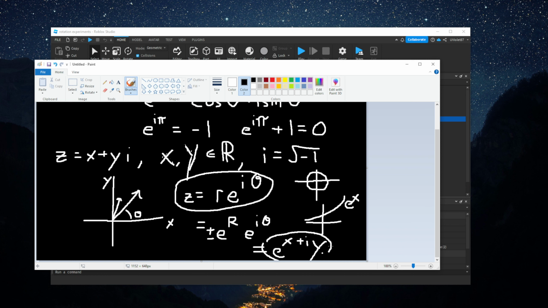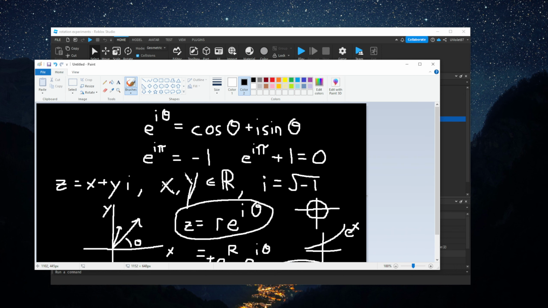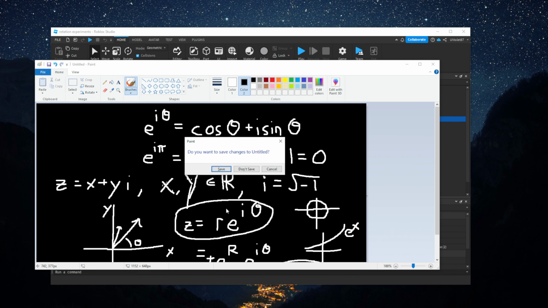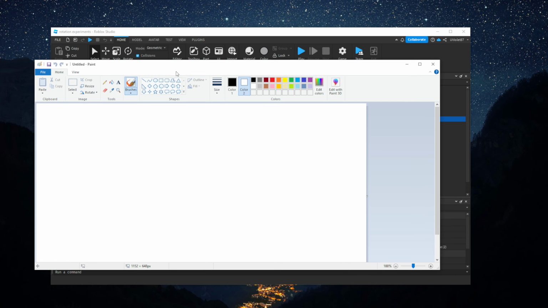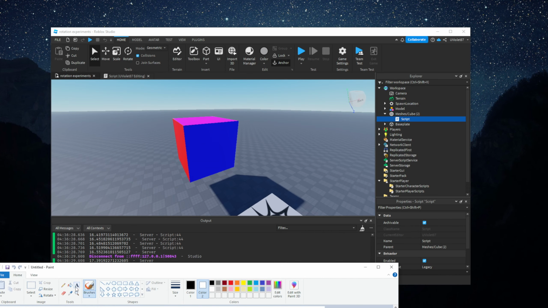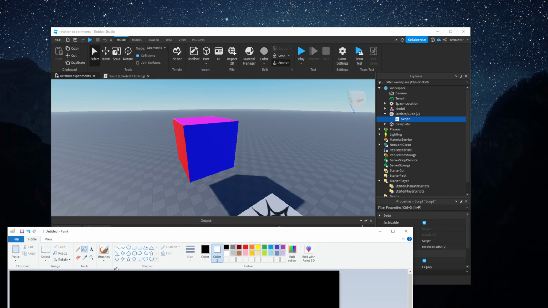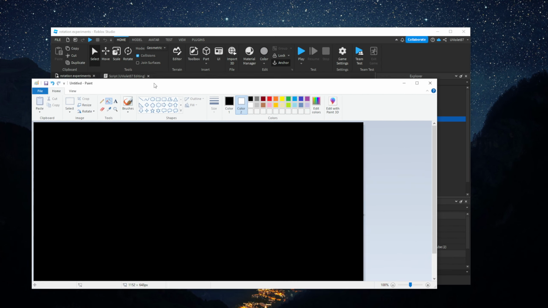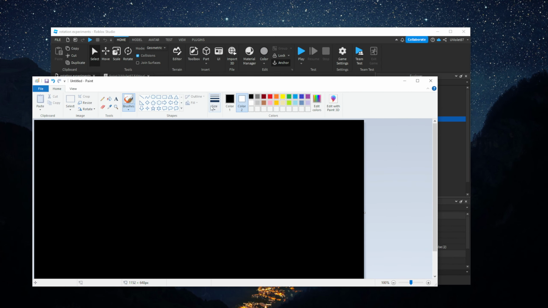Anywho, let's continue. Sorry for the blinding color. I'll get rid of that right away. So we have, I need to switch these now. White, please. Black. Okay.